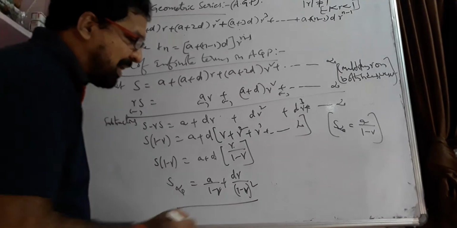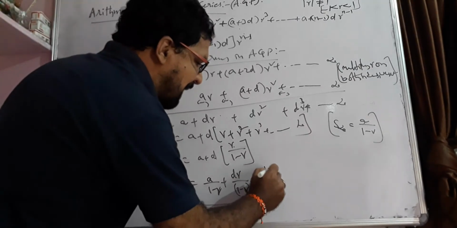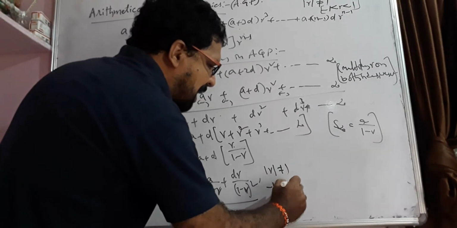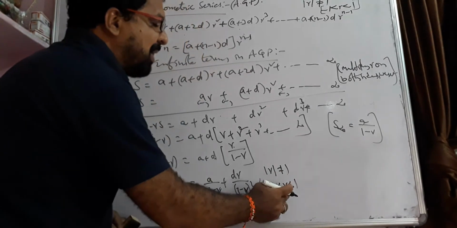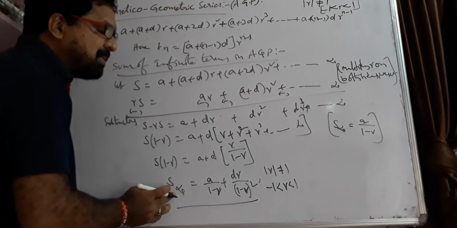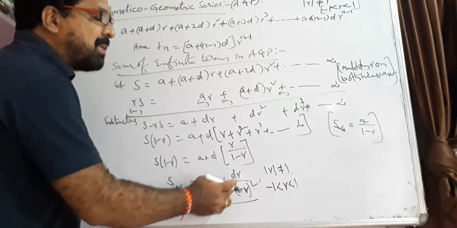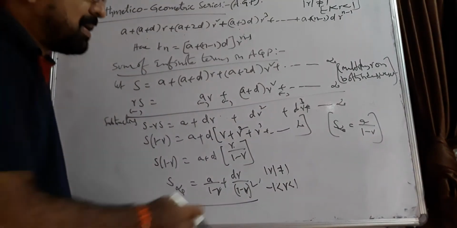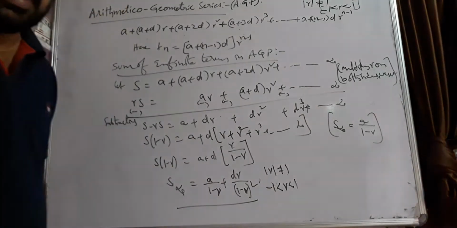Here the condition of r is that mod r must be less than 1, meaning the value of r must lie between minus 1 and 1. Then only can we find the sum of infinite terms in AGP, a by 1 minus r plus dr by 1 minus r whole square. Here the condition of r is minus 1 less than r less than 1.